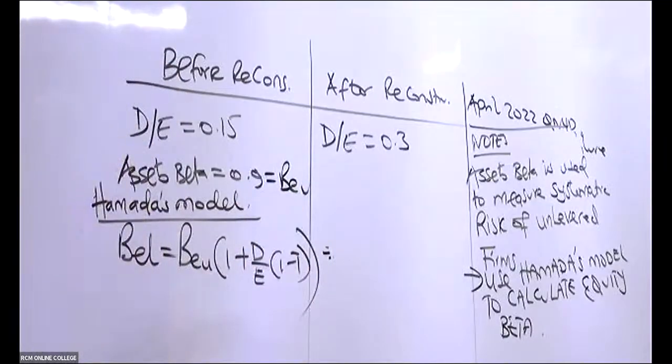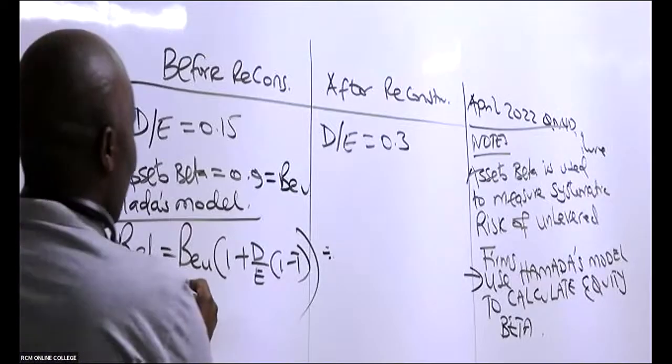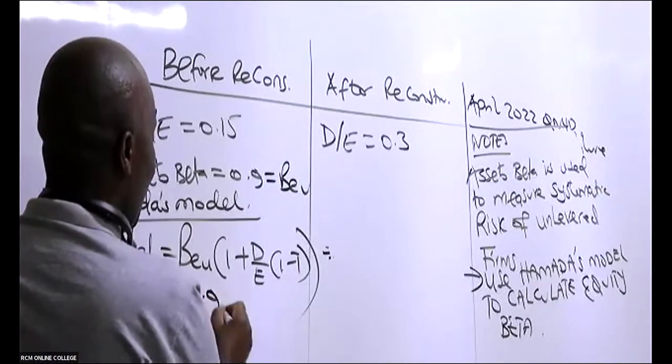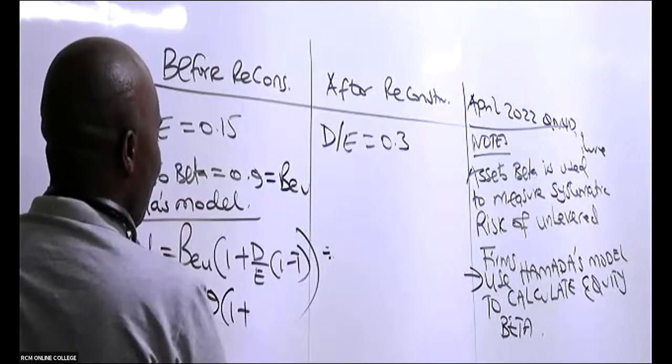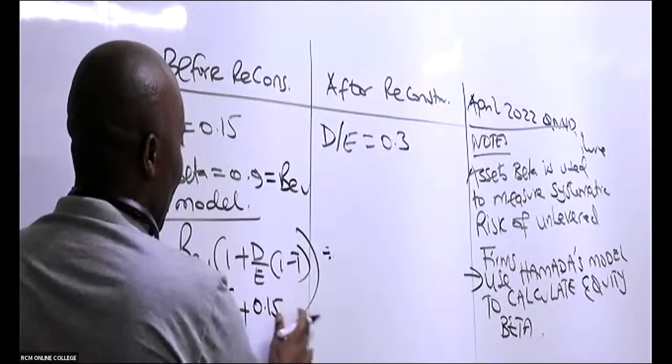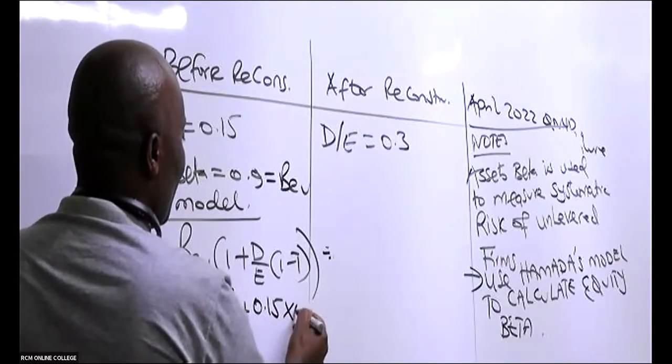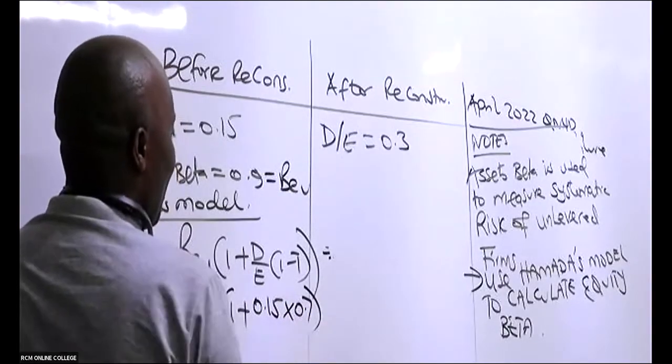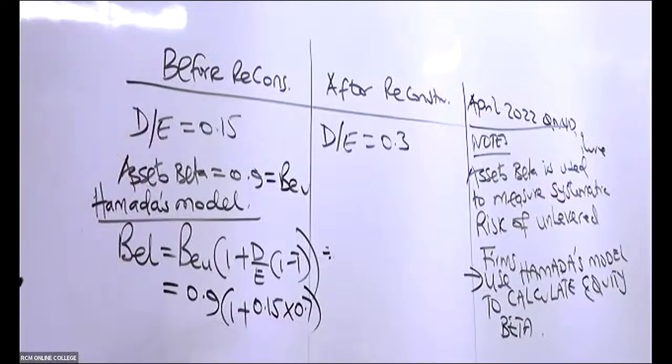Beta equity of unlevered. Yes. It means, ladies and gentlemen, that BEU is 0.9 into 1 plus debt over equity, which is 0.15, times 0.7. I'm 101% sure that there are some ninjas here who do not know where I got 0.7 from.